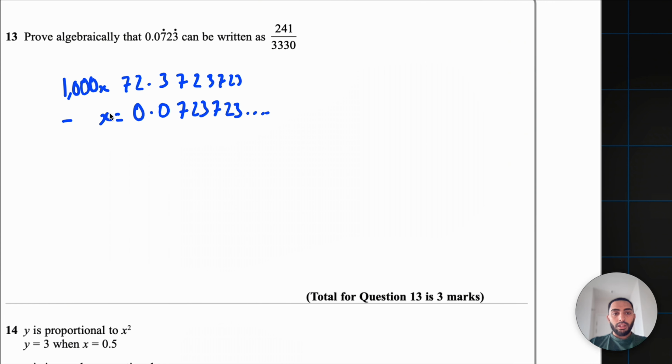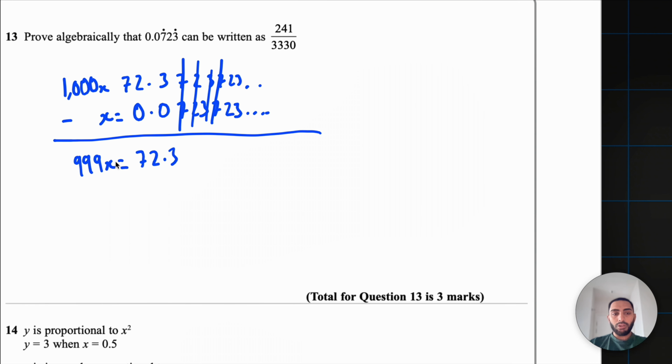So I'm going to take this bottom one away from this top one. 1,000x take away x, which is 999x, is equal to, all of this is going to cancel out, and I've got 72.3 take away 0, so 72.3. And now I can solve this equation. x is being multiplied by 999, so I need to divide by 999. That would be 72.3 over 999.